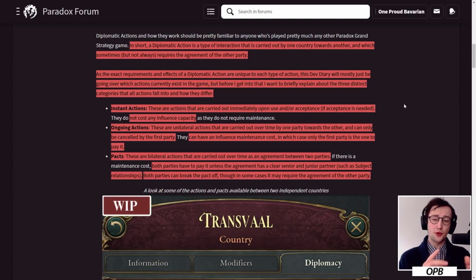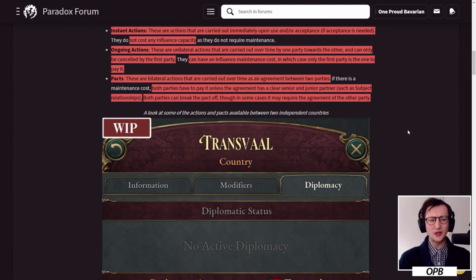The interesting one here is the third one, and that is pacts. These are bilateral actions that are carried out over time as an agreement between two parties. Both parties have to pay it unless the agreement has a clear senior and junior partner, such as subject relations. For example, I need to pay influence to have a vassal, the vassal doesn't need to pay it. To have an ally, both me and my ally have to pay influence. Both parties can break the pact off, though in some cases it may require the agreement of the other party. Of course, to actually break an alliance, you don't need agreement, but to actually break a subject relationship, you may need an agreement if you are the junior partner.